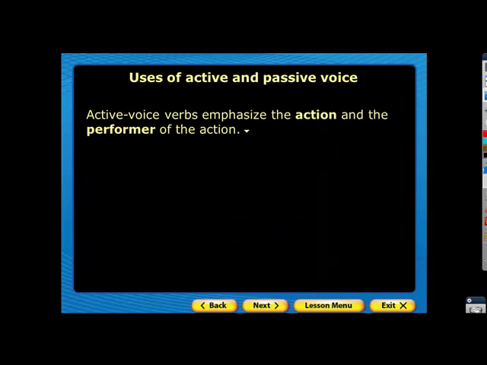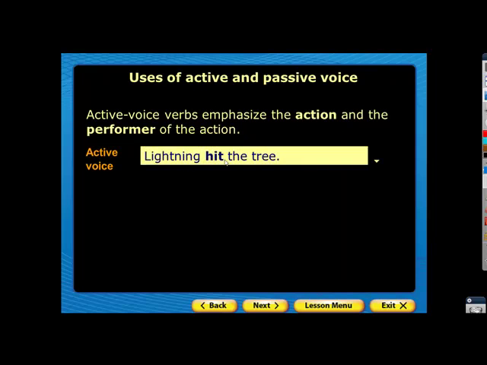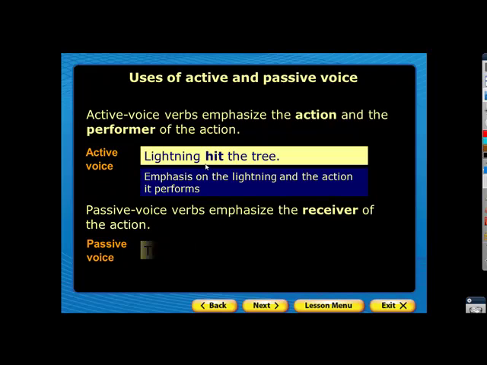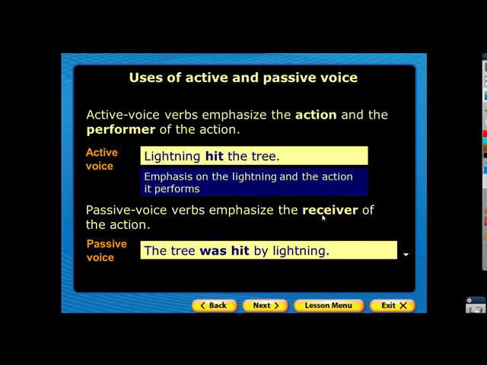Active voice verbs emphasize the action and the performer of the action. Like here, lightning hit the tree. The performer is lightning. What did it do? It hit the tree. The passive voice emphasizes the receiver of the action, like that tree was hit by the lightning. Now I'm looking at the tree, I'm focusing on the tree that is totally damaged because of lightning. That tree was hit by lightning.